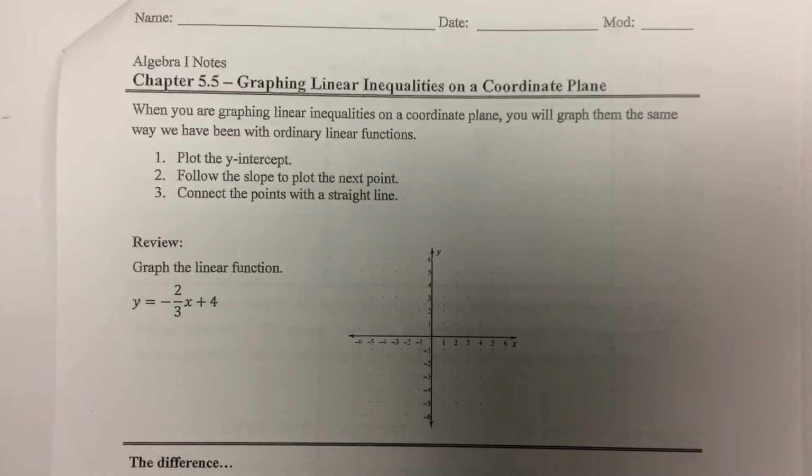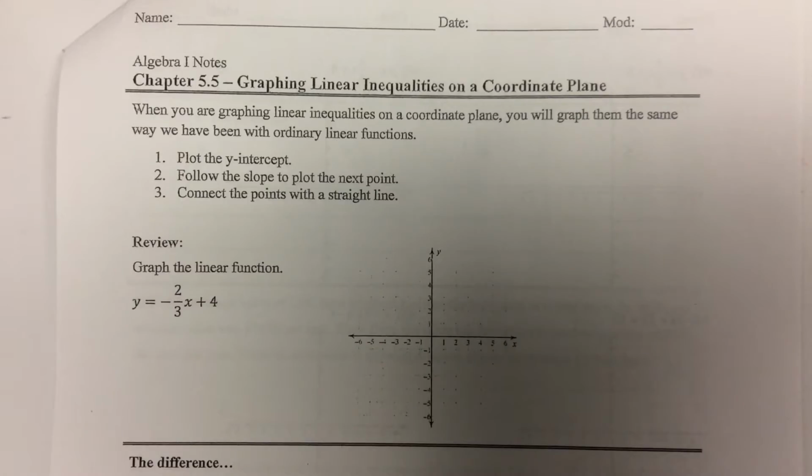Welcome to our video for the fifth concept in chapter 5. We're going to be graphing linear inequalities on a coordinate plane this time. So the difference between a regular inequality and a linear inequality is that linear inequalities have two variables.